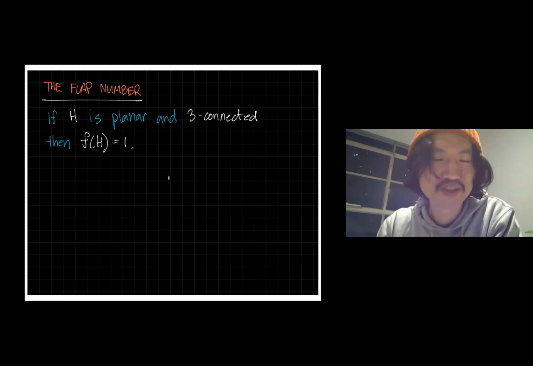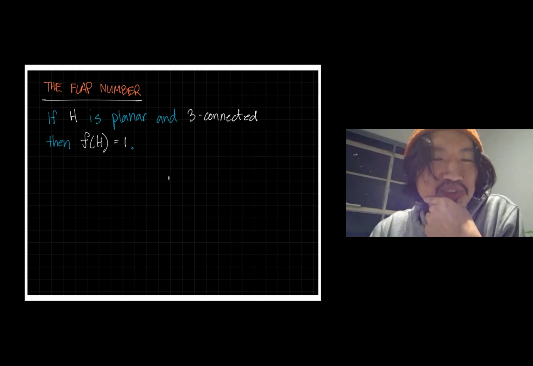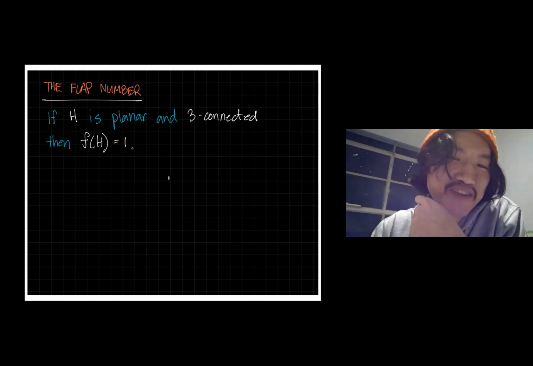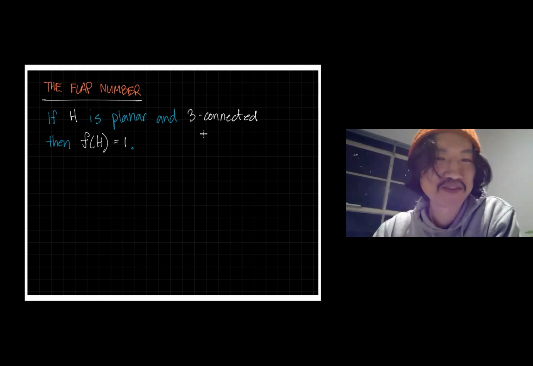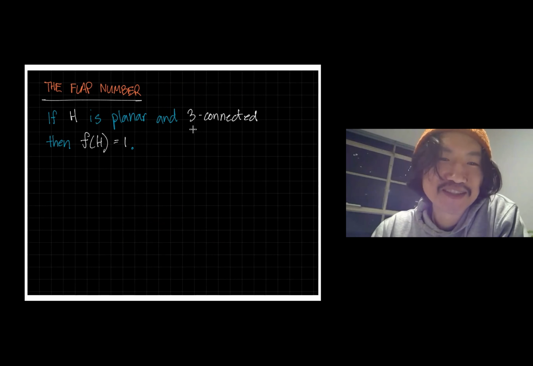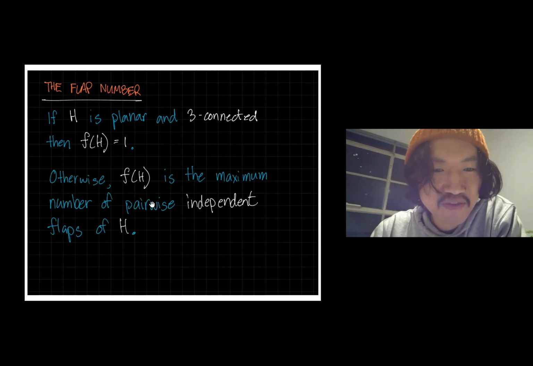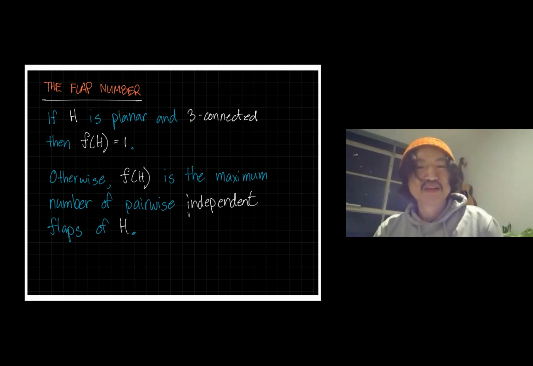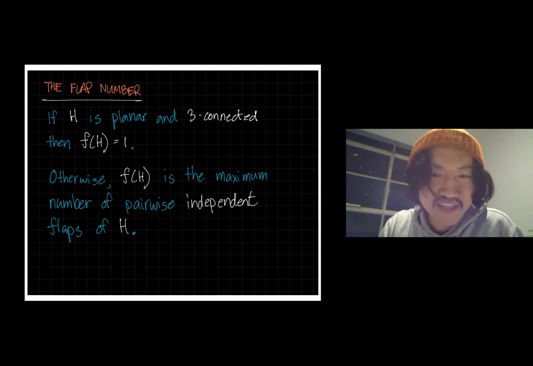So the flap number, there are some degenerate cases. So it could be that you don't have any lower order separations. Maybe you're a 3 connected graph. And if you're 3 connected, your flap number is going to be 1 if you're planar, and it should be 0 if you're not planar, right? So if you don't have any lower order separations, your flap number is 1 if you're planar, and everything else is covered with this definition. So otherwise, the flap number is just the maximum number of pairwise independent flaps, right? So this notion of independence is precisely what we need to prove the lower bound, actually.